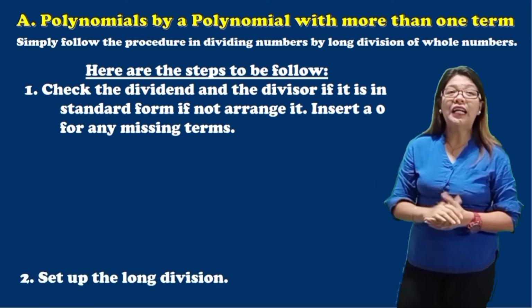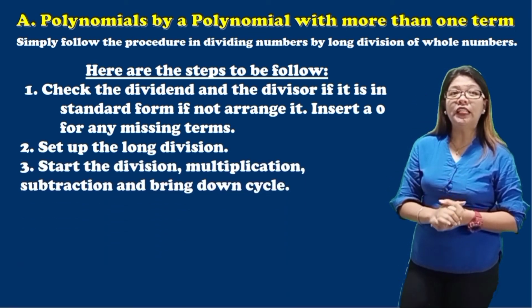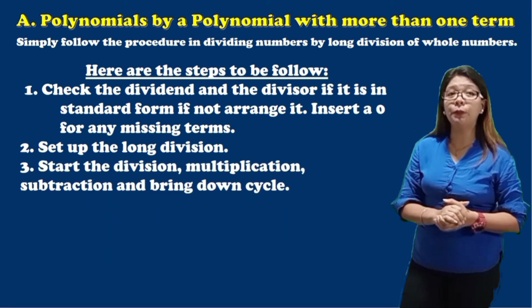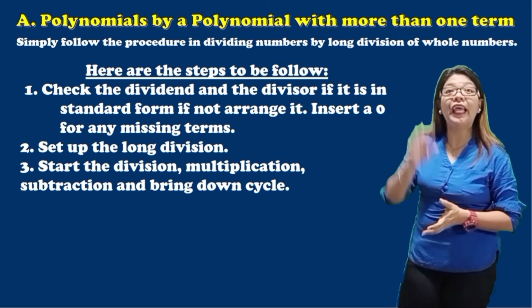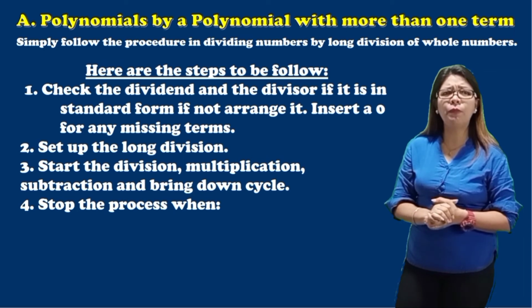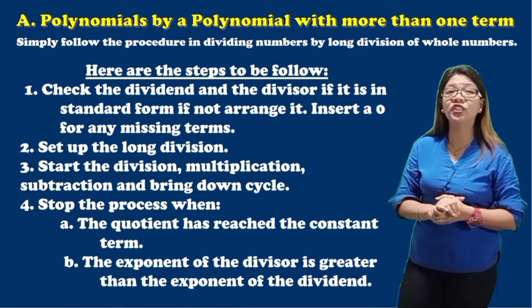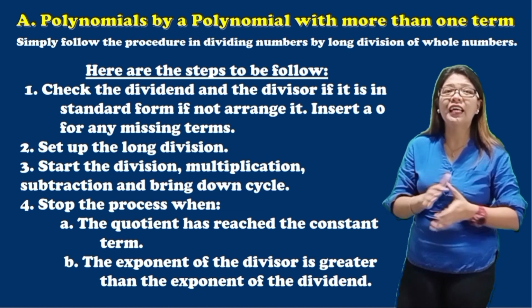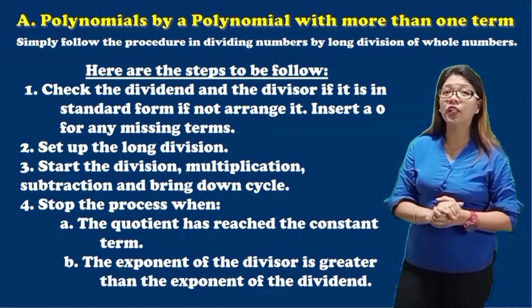Number 2. Set up the long division. Number 3. Start the division, multiplication, subtraction, and bring down cycle. And number 4, stop the procedure when, first, the quotient has reached the constant term, and lastly, the exponent of the divisor is greater than the exponent of the dividend.